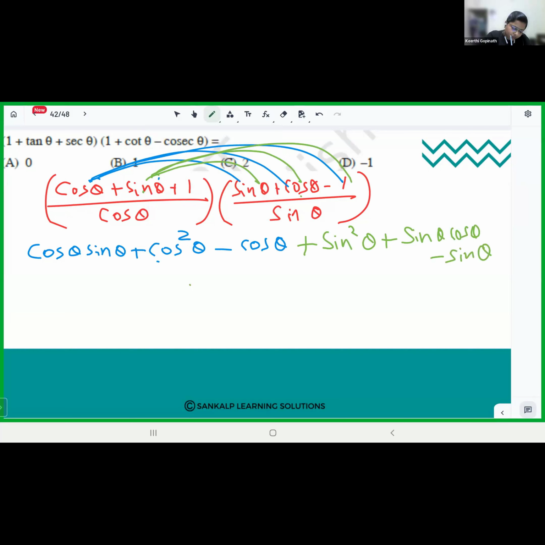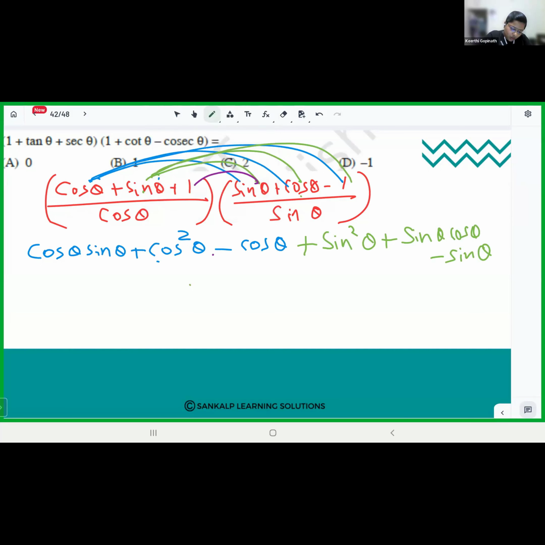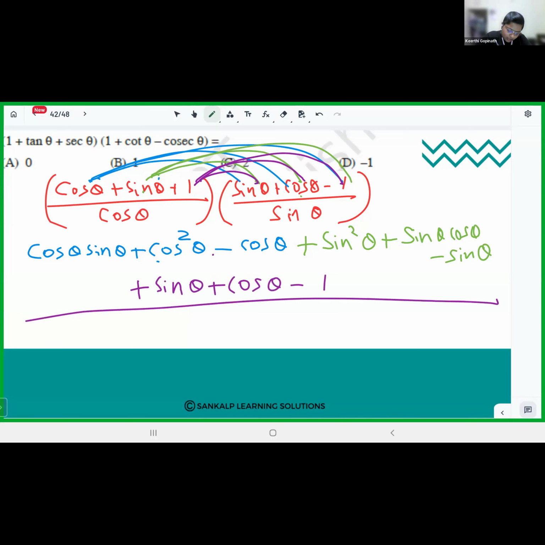Now consider the third one: 1 into sin theta, 1 into cos theta, minus 1 is minus 1. So this will be plus sin theta plus cos theta minus 1, divided by, here you can see, cos theta sin theta, right? So multiply that also, cos theta into sin theta. Now you just simplify this. Is there any term to get cancelled?